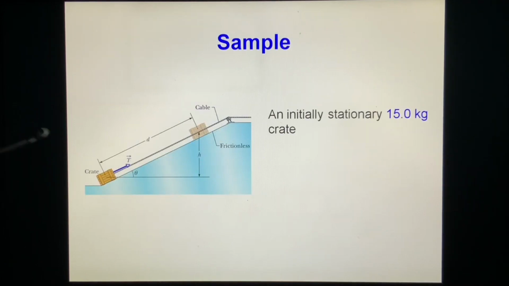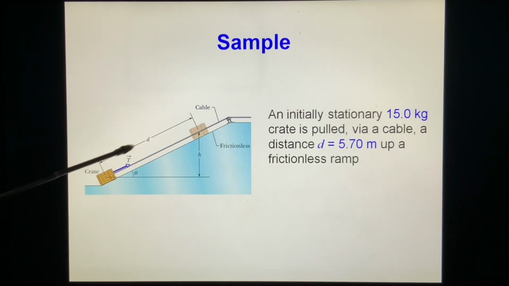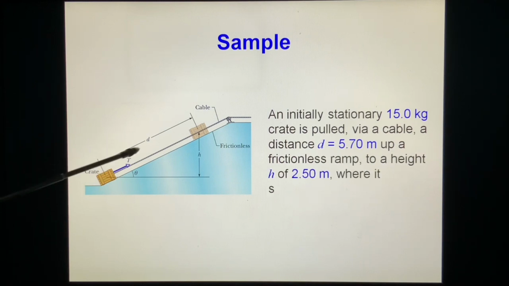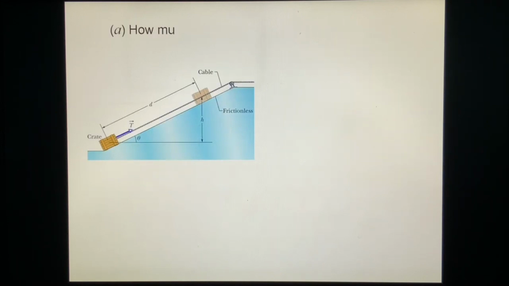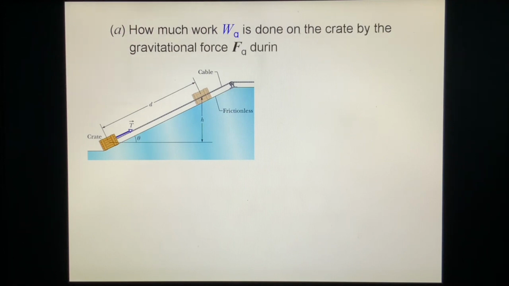Sample. An initially stationary 15.0 kilogram crate is pulled by a cable a distance d of 5.70 meters up a frictionless ramp to a height h of 2.50 meters, where it stops. Question A. How much work W_G is done on the crate by the gravitational force F_g during the lift? We write down the free body diagram.